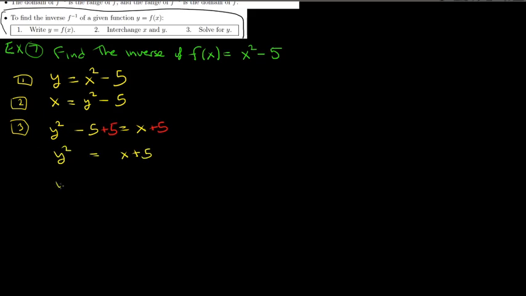Now we just have to get rid of the exponent of 2. So what undoes squaring something? Well, how about taking the square root? That undoes the square. So if you take the square root of the left, you get the square root of the right. And I hope you're not forgetting the all-important plus or minus. Anytime you take the square root of both sides, there's always one positive and one negative. So y is going to be plus or minus the square root of x plus 5.